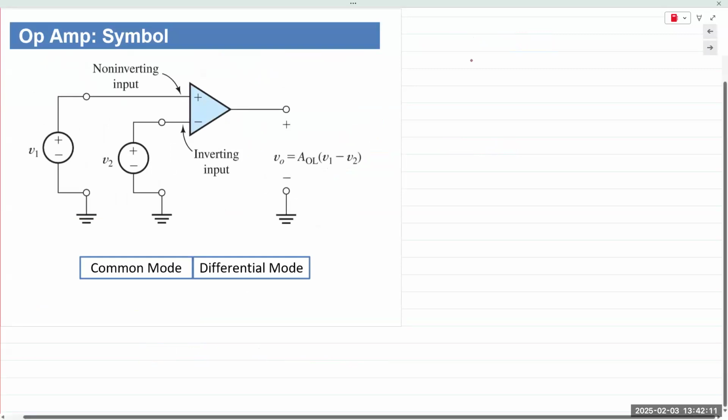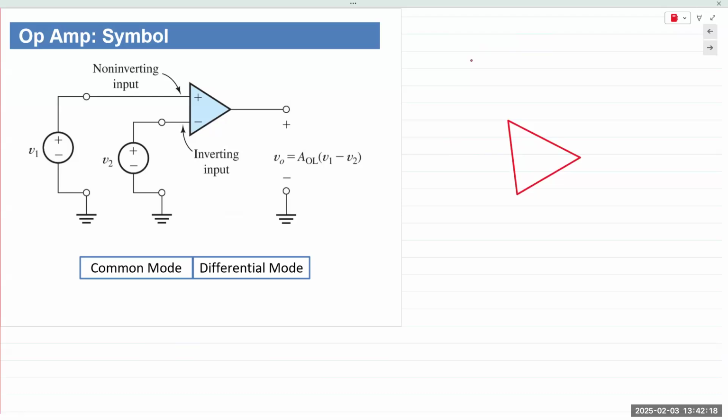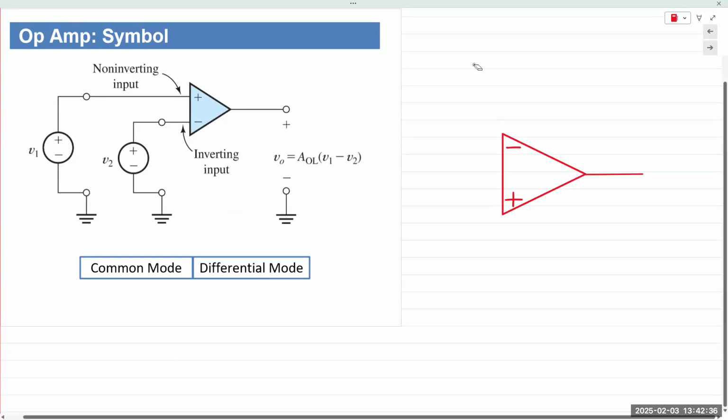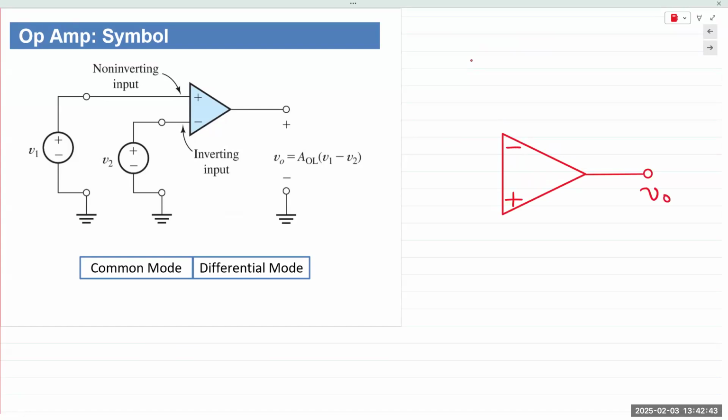Okay, so let's look at what an op-amp looks like. This here shows you the symbol of an op-amp. It is typically a triangle. I'm going to enlarge this here. It is typically drawn as a triangle with the arrow pointing towards the right. The output is at the right, and the two inputs are on the left.